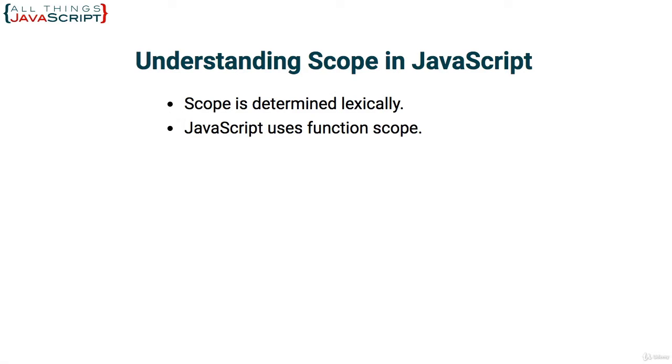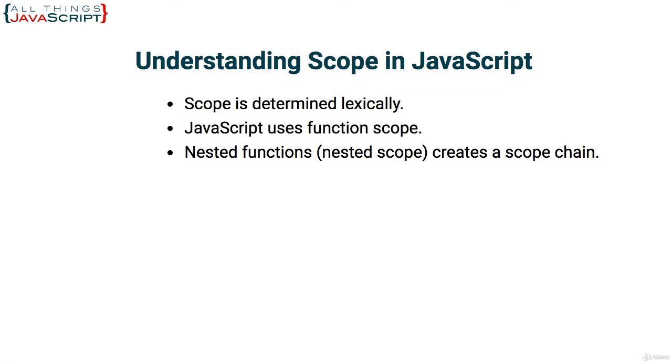Second, JavaScript uses function scope. When a new function is declared, that creates scope. Everything in JavaScript starts in the global scope, but as you begin creating functions, that creates scope as well.